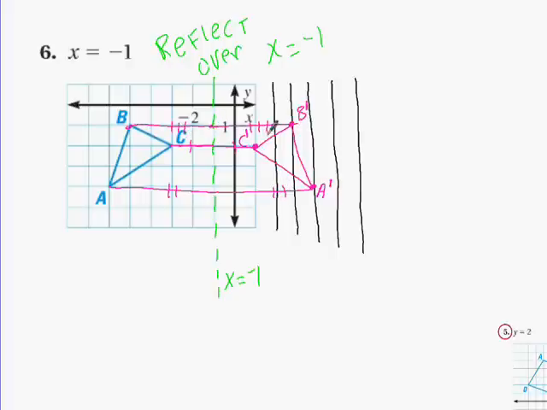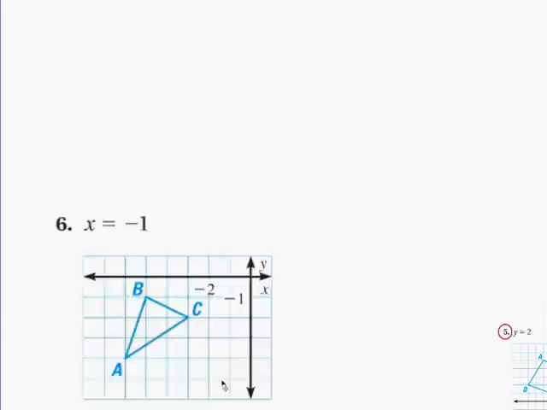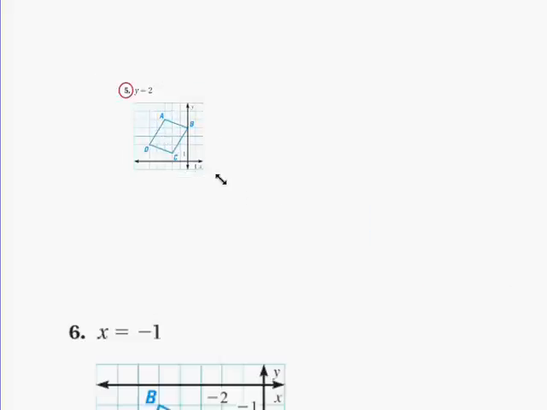Okay, let's try another one. If you don't understand that, you can pause it, rewind it, anything you want to do. Would you please try this one before I do it? Please pause it.